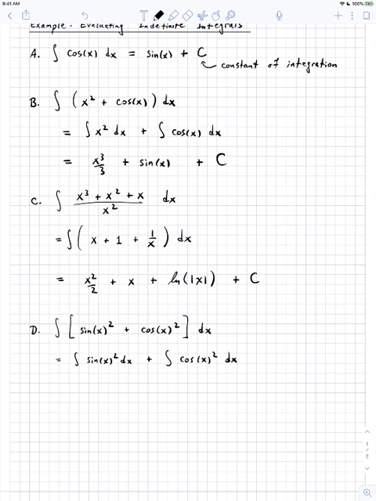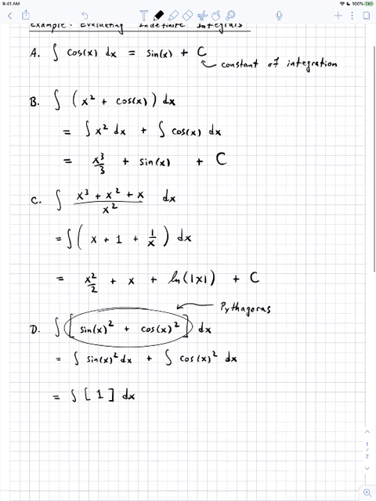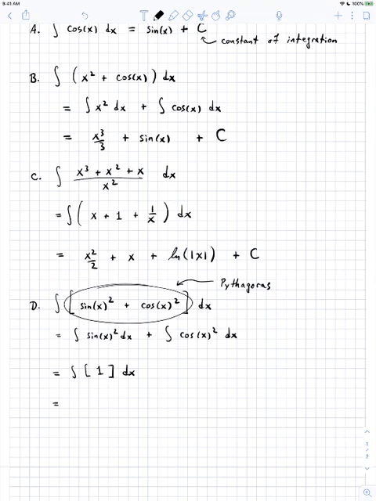All right, well, what else do we do? Well, at this point, we remember the Pythagorean theorem. We refer to our good friend Pythagoras, and we say, Pythagoras, what does this equal? And Pythagoras says, oh, well, sine squared plus cosine squared is equal to 1. Now that's something that we can integrate. The integral of 1 dx is equal to x plus c.